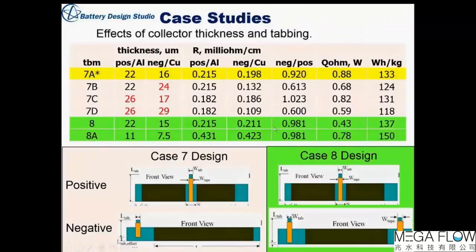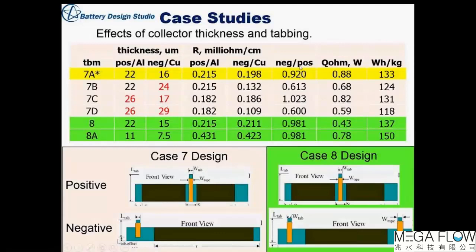Okay, so now that we have this model, we can start exploring design changes to it. So let me go through this slide. First of all, this pink here is the base case design. So this is the actual design of the manufacturer, with the positive having a center tab and the negative tab at one end. And so 7A is our base case and in this base case, we're showing the thickness of the collectors, the resistance of those collectors in milliohms per centimeter, and then the ratio of the negative to positive.